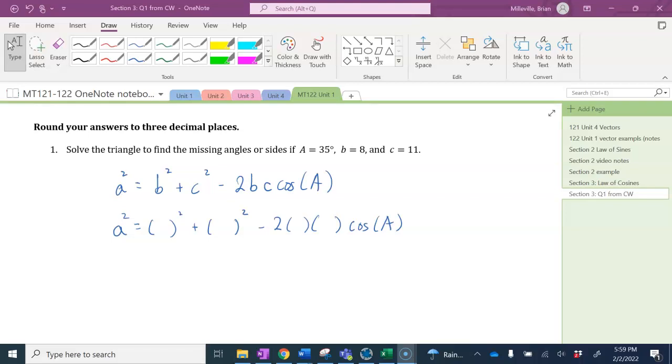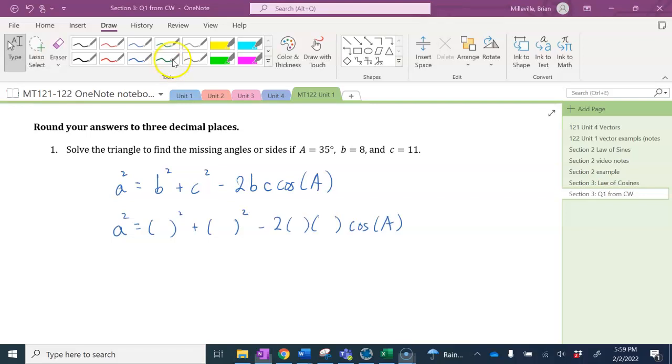Hi everyone, I'm just going to go through this example we had from our classwork today and clear up any ambiguity. So this problem involves using the law of cosines. I have the version of that we're going to be using here because we're given side lengths B and C and the angle in between those sides, which is 35 degrees for A.